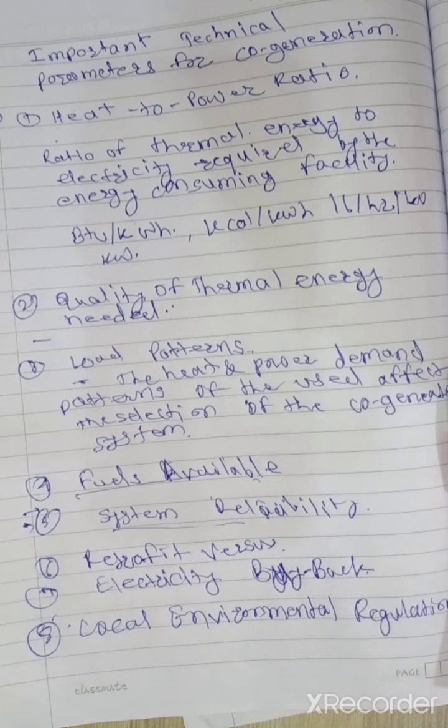See here, it is also an important parameter, local environmental regulation. The local environmental regulations can limit the choice of fuel to be used for the proposed cogeneration system. If the local environmental regulations are stringent, some available fuels cannot be considered because of the high treatment cost of the polluted exhaust gas, and in some cases the fuel itself. So this is all about the third chapter, that is cogeneration.